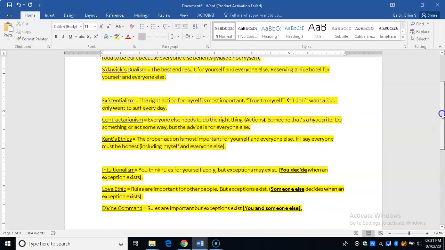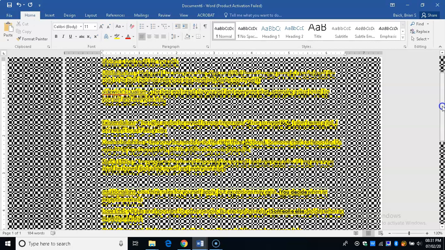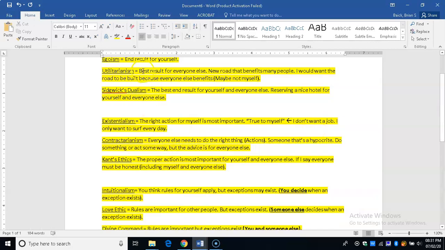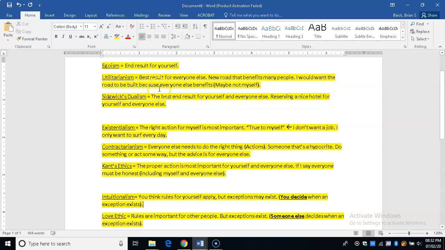Now, I want to point out also that we're not one approach 100% of the time. I think it's very hard to find somebody that's always 100% egoist or follows egoism all the time, no matter what situation they're in. Depending on the situation, you may be an egoist in one situation, or you may be a contractarian in a different situation.